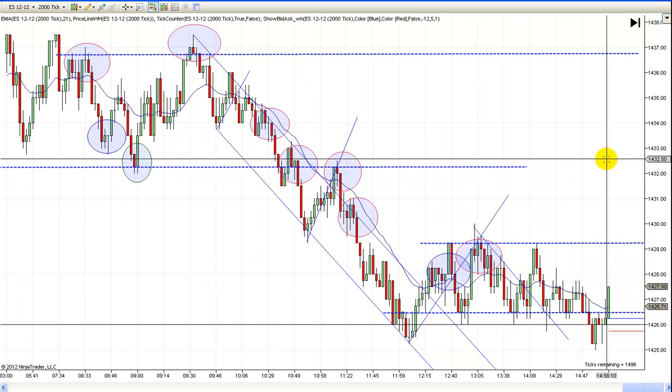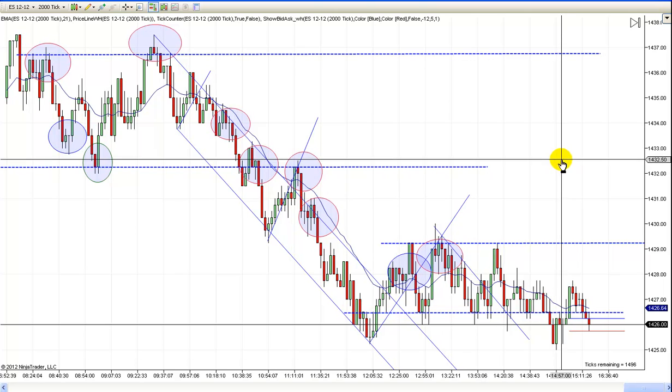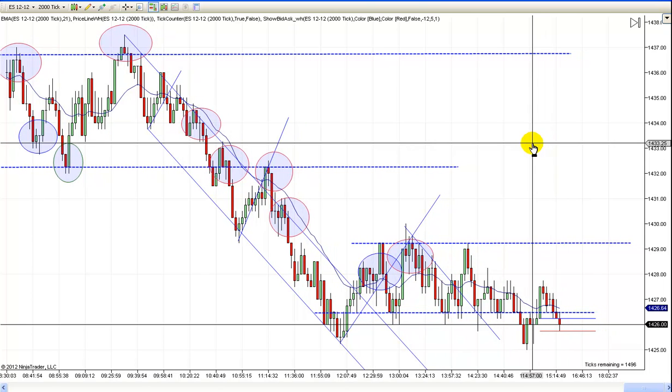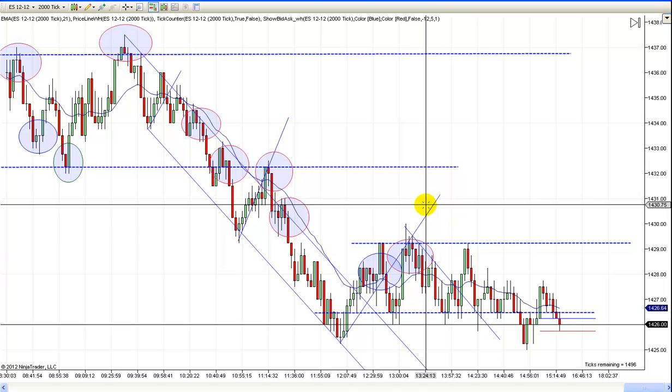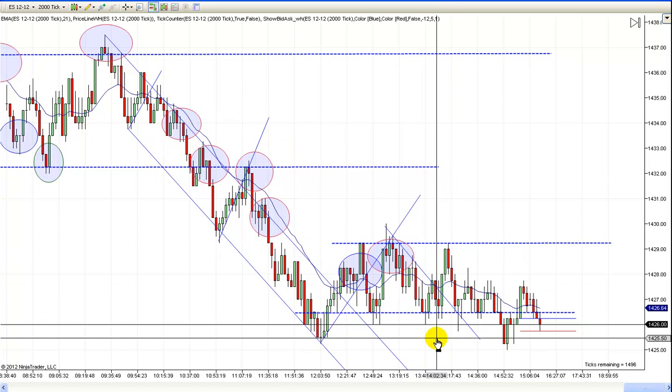I mean, there's just no freebies, and the ES is really efficient, and they're famous for coming back and taking out stops and so forth, and they do it quite often. So just be aware of that and be prepared for it. Let's see if I can find one more, and then we'll call it a day.